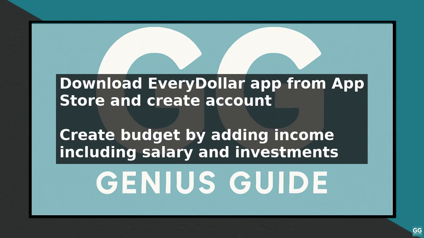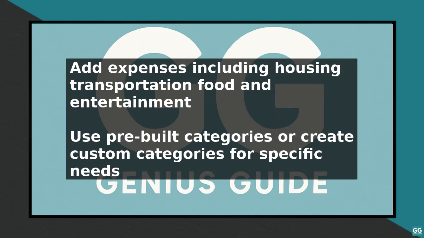Next, you will need to add your expenses, including housing, transportation, food, and entertainment. EveryDollar provides pre-built categories to make it easy to get started. You can also create custom categories to fit your specific needs.